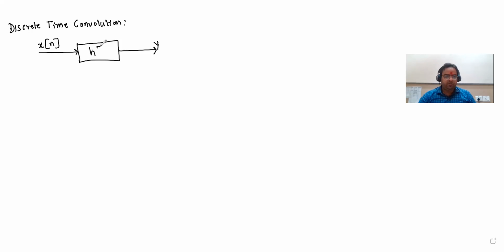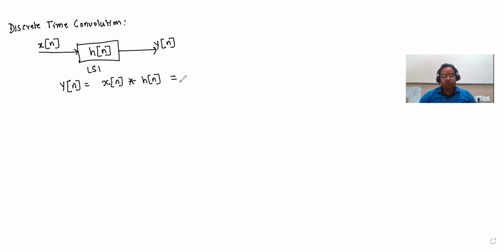So in the discrete time, as you know, the discrete time parameter is denoted by n. So x of n is the input to this LTI system, or in a better manner, we call it a linear shift invariant system, LSI system. So this is an LSI system, and h of n is the impulse response of that LSI system, and the output of the system is y of n. So y of n will be obtained as the convolution between the input signal and the impulse response.